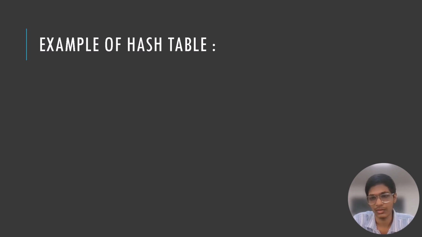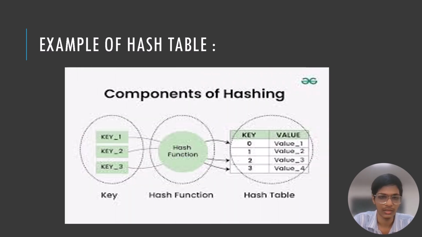And here we are going to see an example of a hash table. We can see the components of hashing. There will be key 1, key 2, key 3. So the keys are one set, another is the hash function, and another is the hash table. Here we can see input is given by the key and it goes to the hash function, and it is stored at the index with value 1, value 2, value 3 in the hash table.